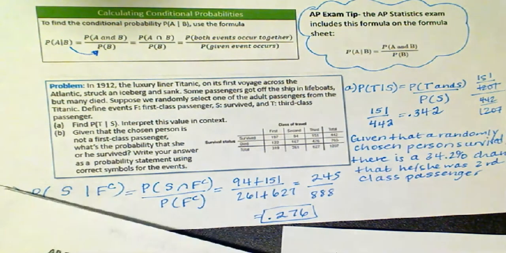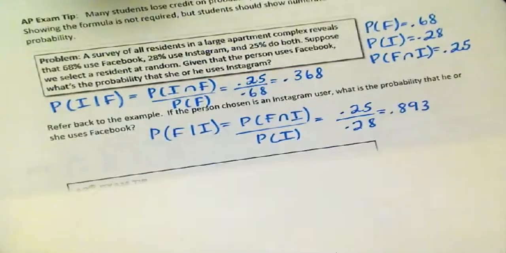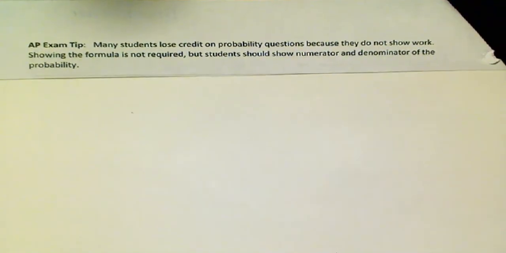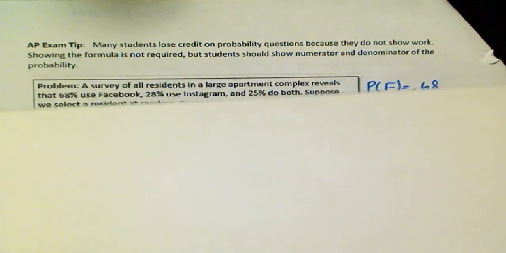Okay, there is an AP stat tip here at the top, and this is important because a lot of times you're just really inclined just to write the answer. Please don't do that. Many students lose credit on probability questions because they don't show their work. You don't have to show the formula. That's not required. I think it helps, but students should show the numerator and denominator of the probability. So please do at least that.